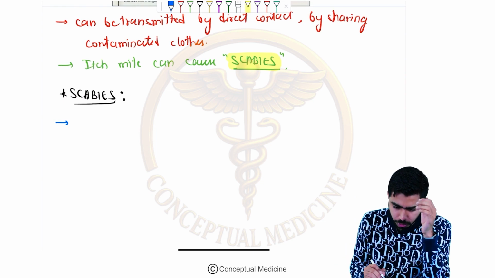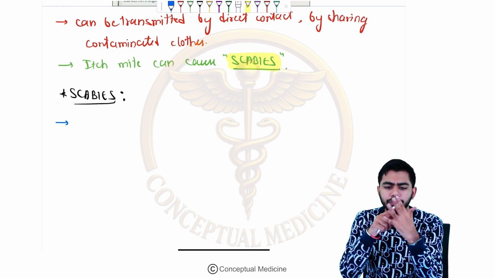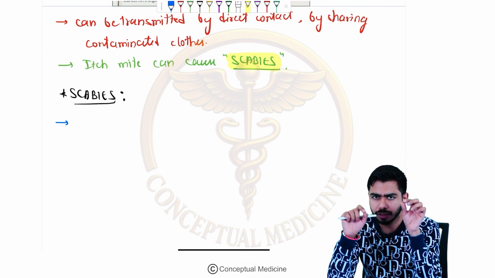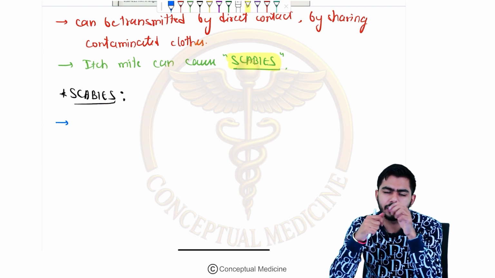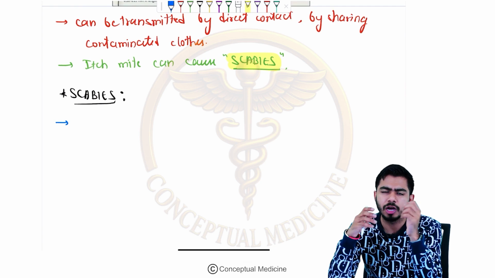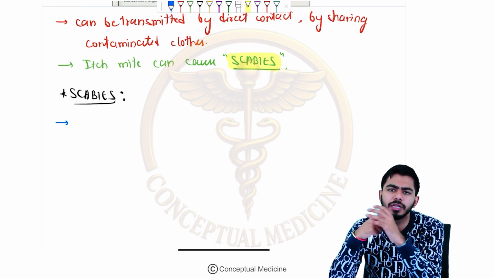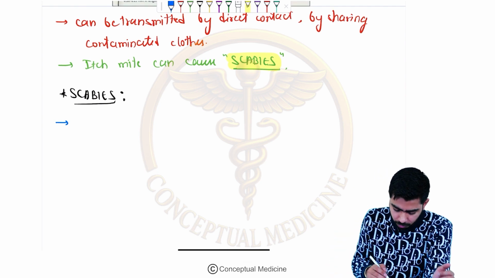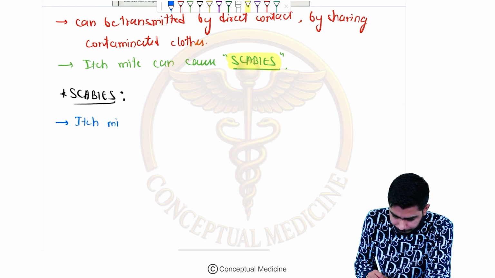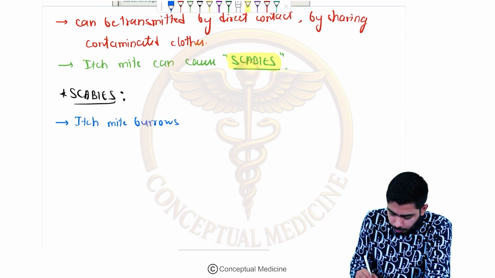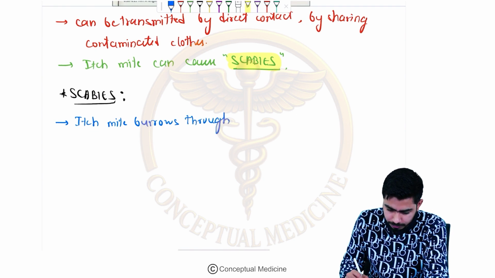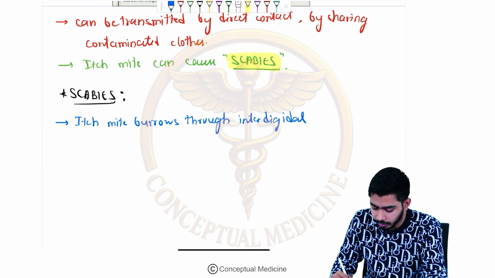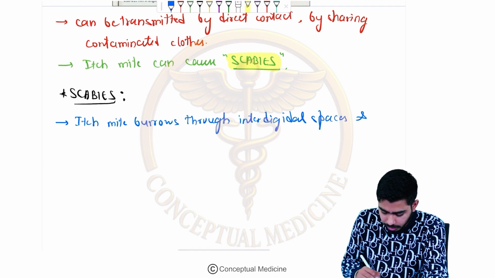Okay, so itch mite will be burrowing through the interdigital spaces, guys. They will be affecting basically these particular spaces, and you can see a kind of single line appearance over there. However, other parts might also be affected, but these are the most frequent areas where the itch mite is likely to live. So itch mite burrows through the interdigital spaces and lives over there.